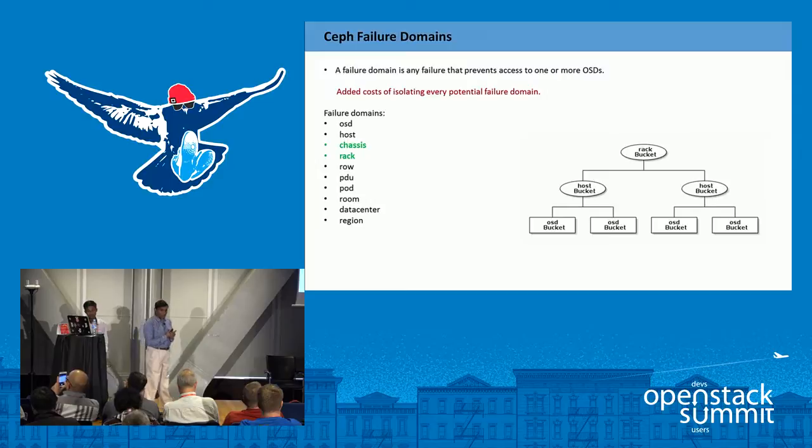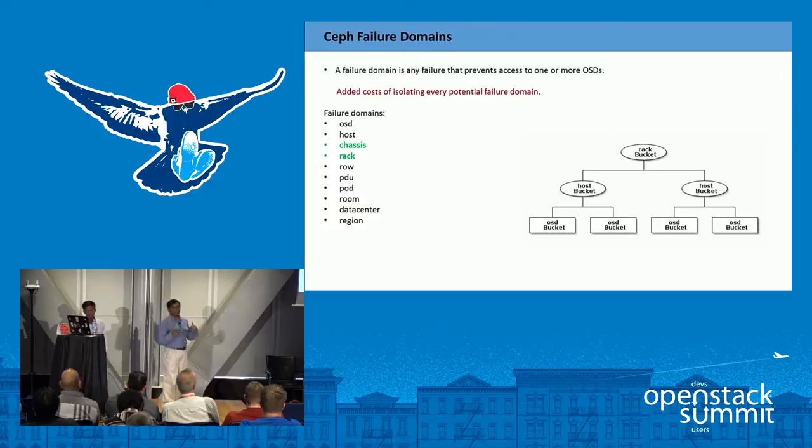Okay, now I'll go to failure domains. What is a failure domain? A failure domain means that something fails and we cannot access our data. Ceph supports these failure domains: OSD, host, chassis, rack, row, PDU, pod and so on. But there is a consideration: isolation of data adds cost. If you go with the failure domain as host, we should have that many hosts to support our environment. Similarly, for chassis or rack, it will add cost to the cluster.